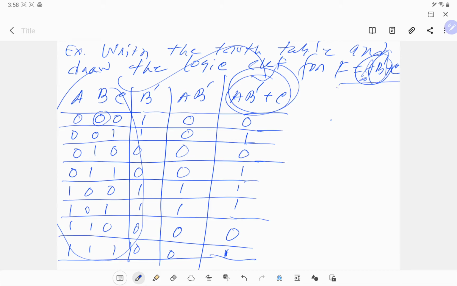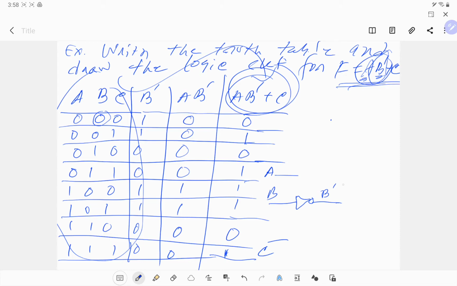So now we want to draw the logic circuit for that: a, b prime plus c. We actually have three variables here: a, b, c. Now first a, then we got b prime. In order to find the b prime, we got the b prime here.